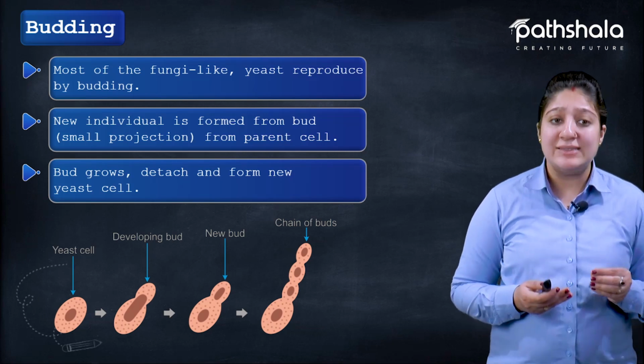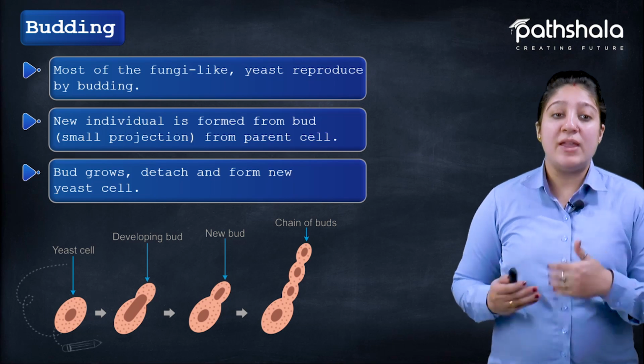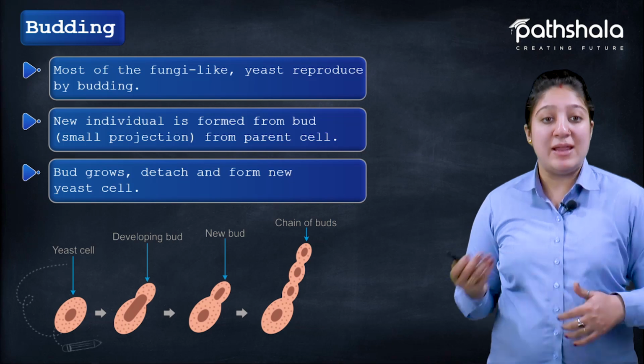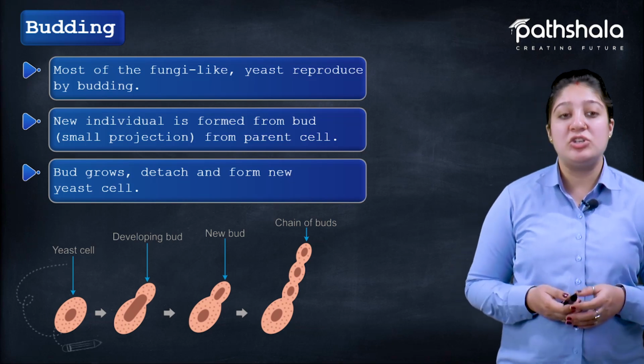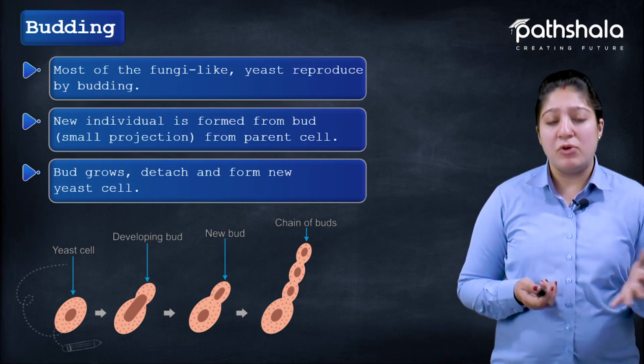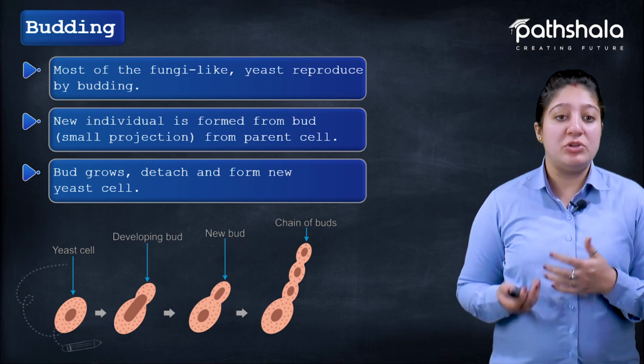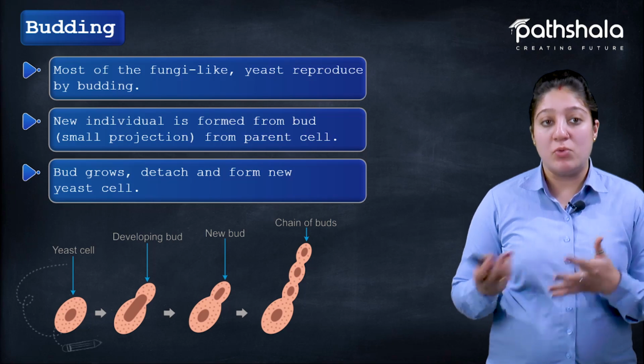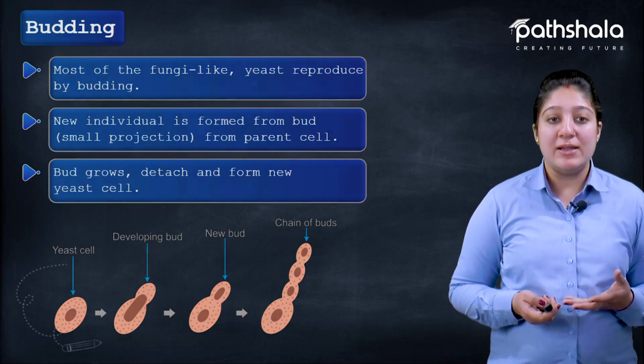So basically we can say that yeast grow in a very short amount of time and in large numbers by the formation of buds. By the formation of buds, it forms new organisms in great number. So that is how budding occurs.